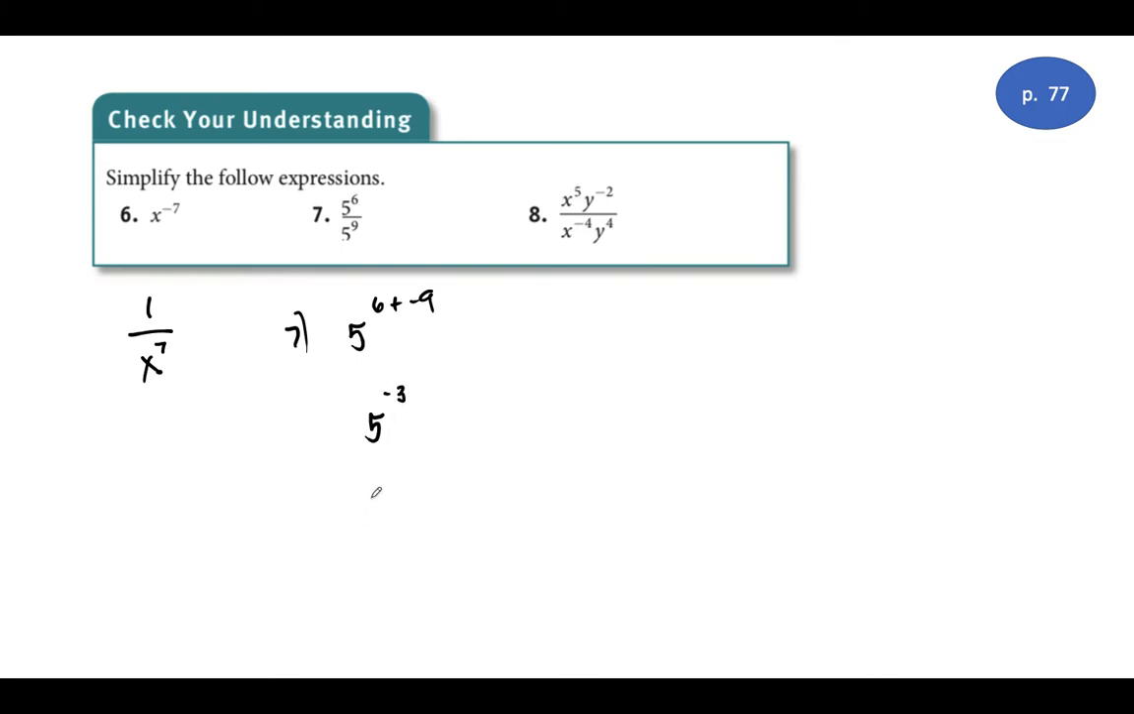And I'm not going to leave that negative exponent. I'm going to say 5 to the negative 3 power is the same as 1 over 5 to the third power. And problem number 8.